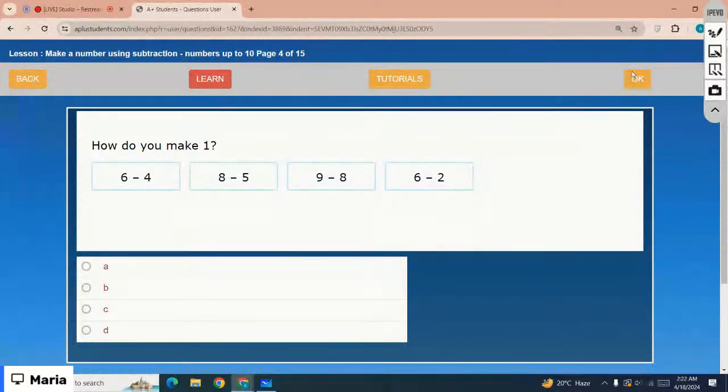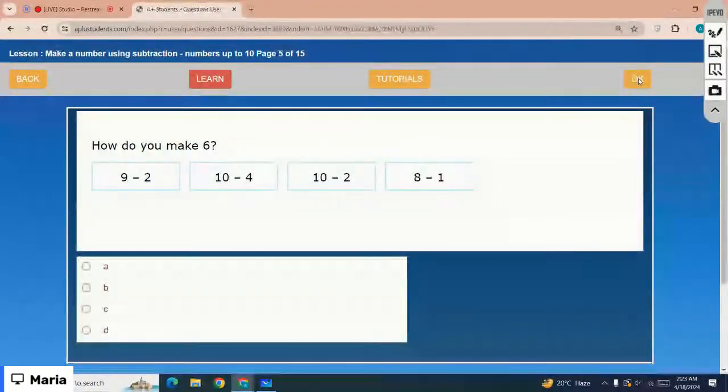How do you make 1? Which is the correct option? The correct option is, yes, that's option number C. 9 take away 8 is the correct option. Option number C is the correct option.